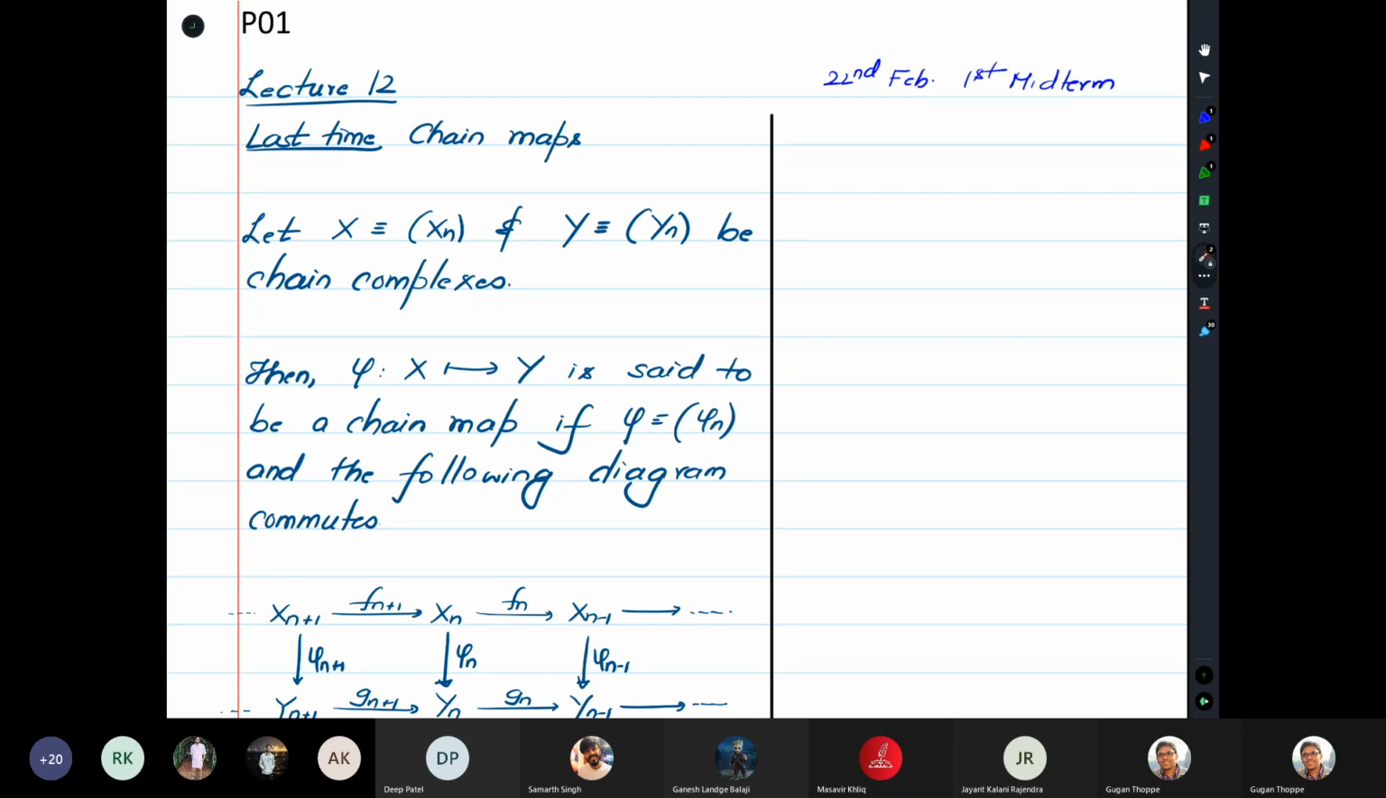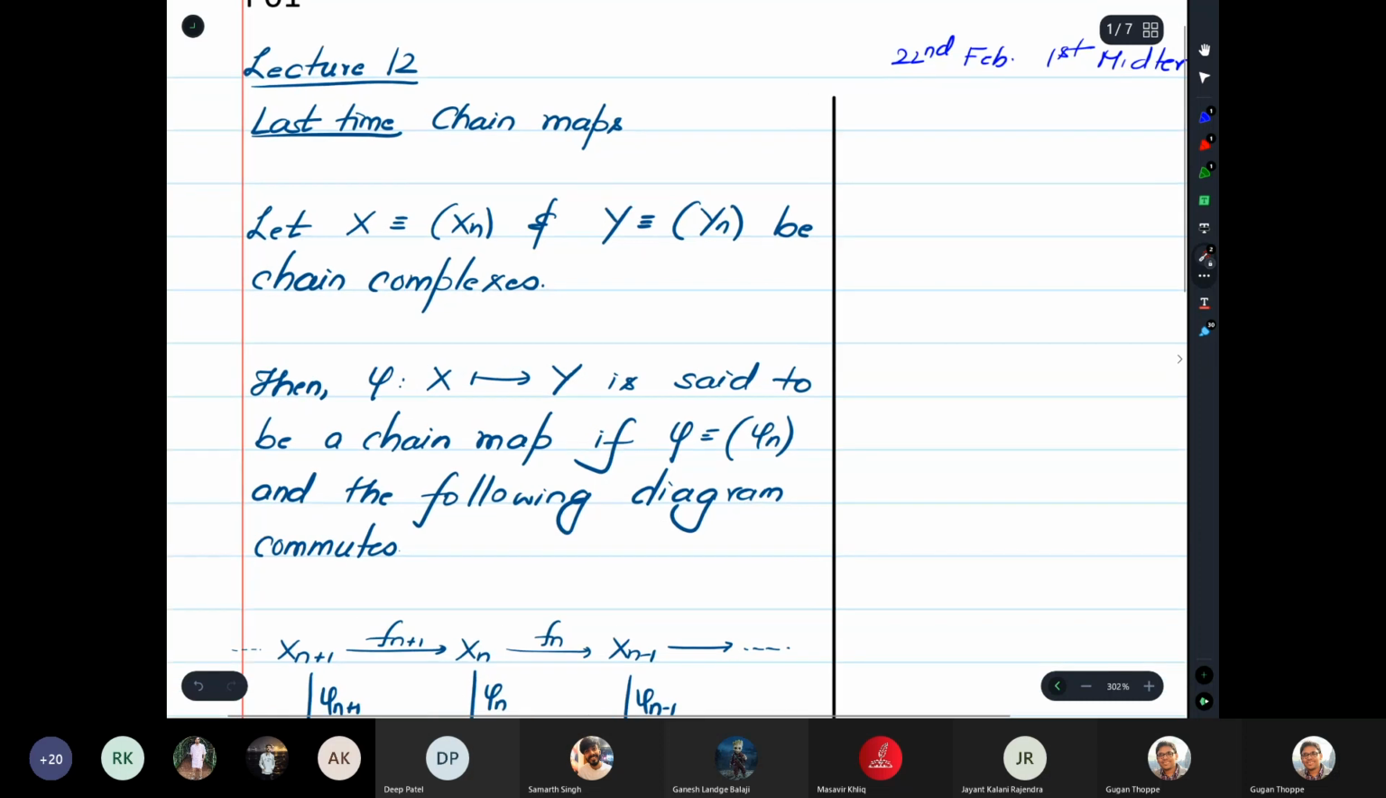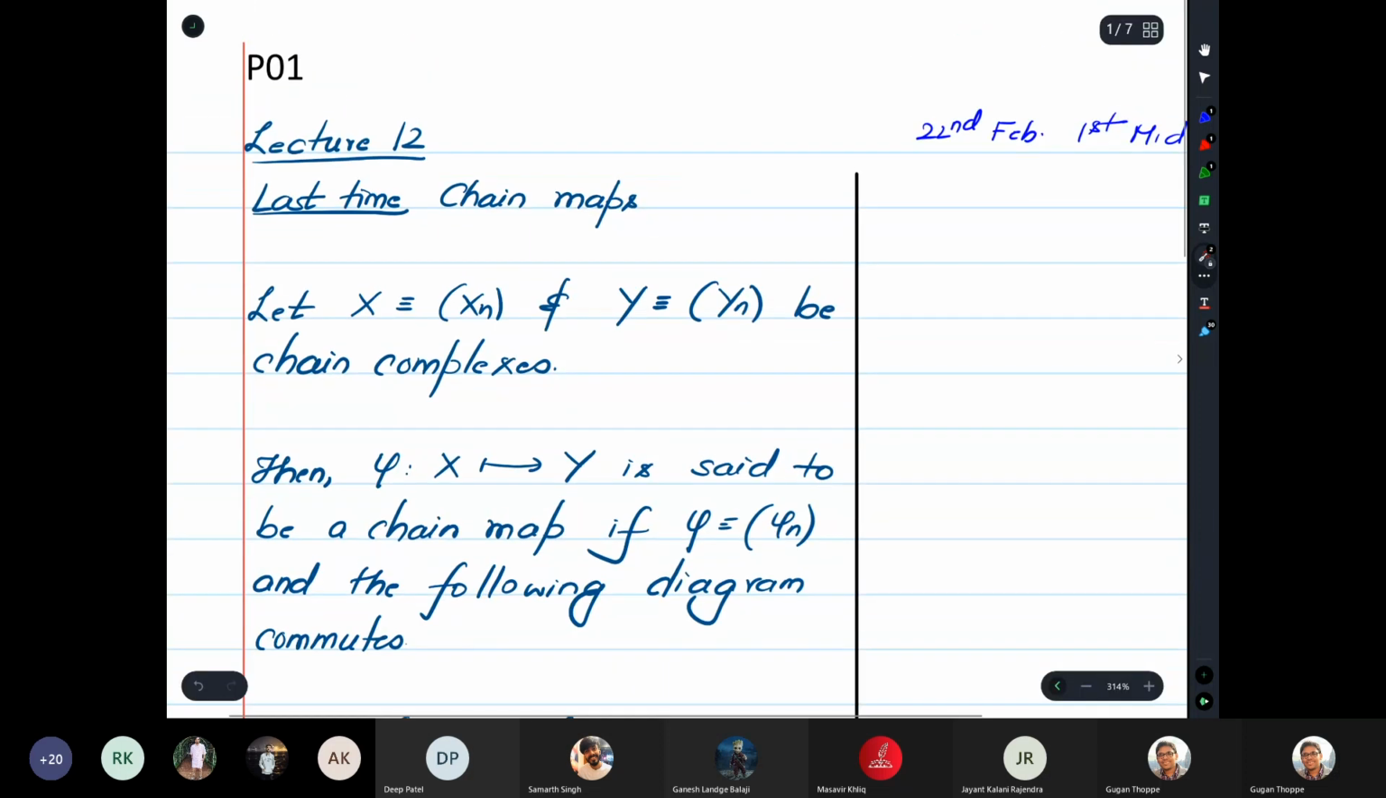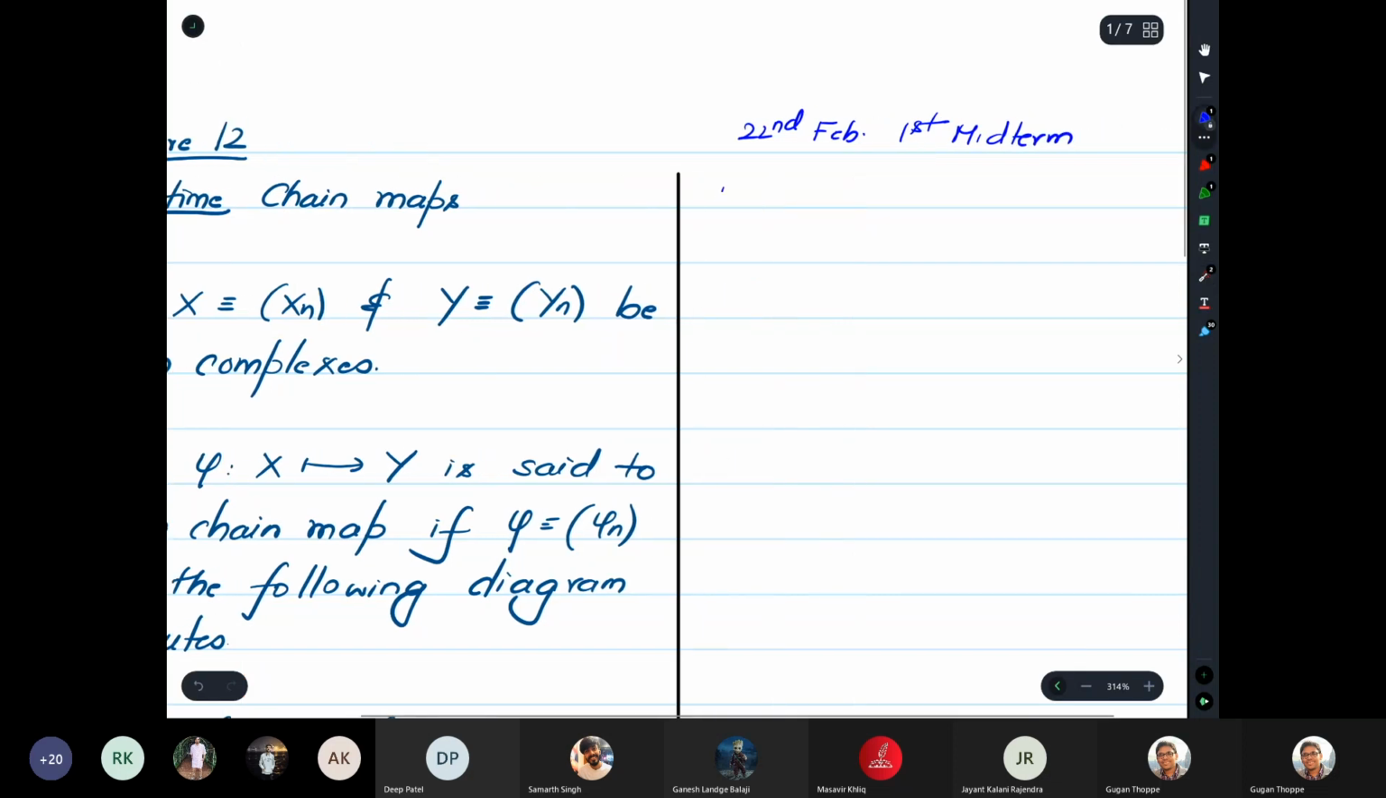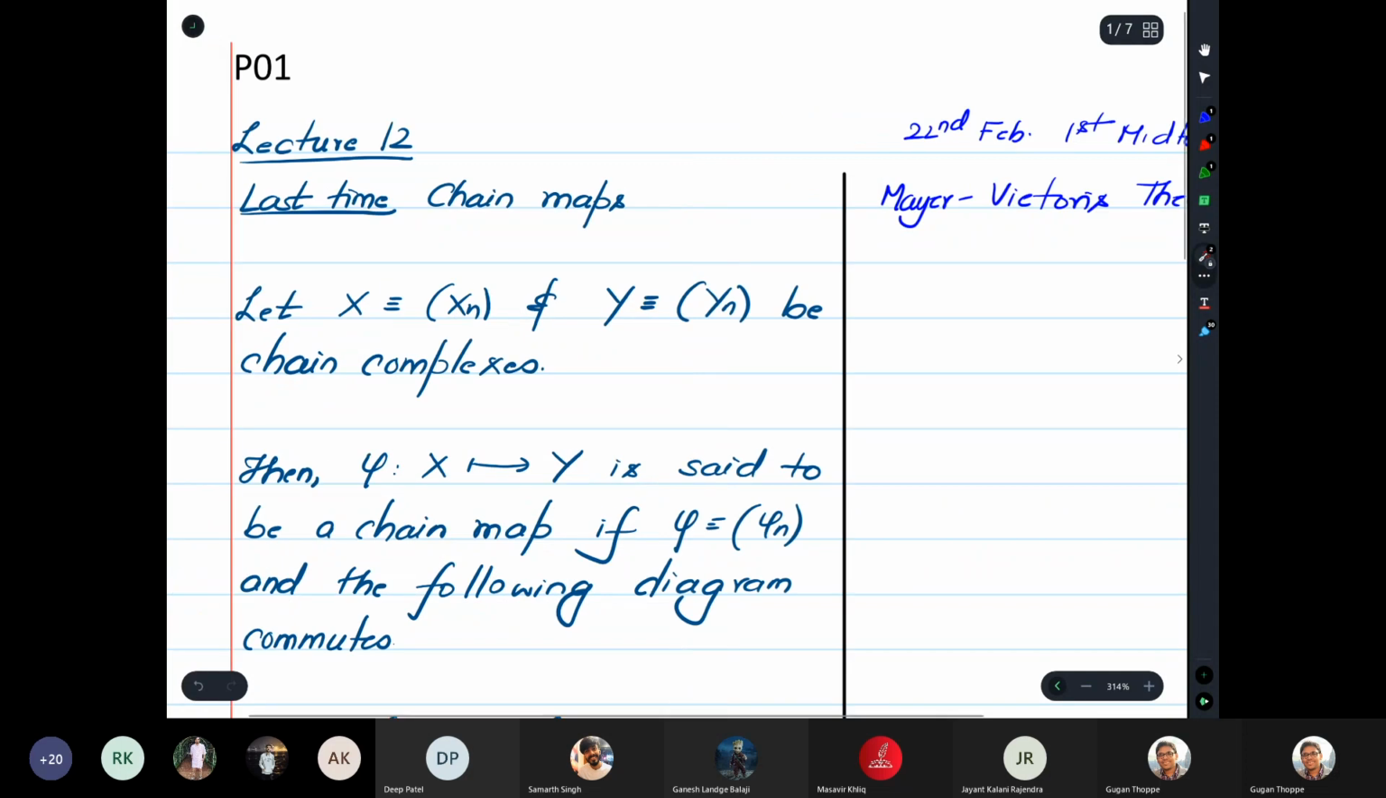Okay. I don't see any raised hands, so maybe we can continue our discussion from last time. Okay. So if you remember, we started discussing this idea of chain maps, and let me remind you why we were discussing chain maps. The idea was we wanted to, at the end, discuss this concept called the Mayer-Vietoris theorem, right? So this is what we wanted to discuss, and by the end of today's class, we will state this theorem, and hopefully we'll also be able to appreciate why we had to do so much background work, right? So let's quickly recall what we did last time.